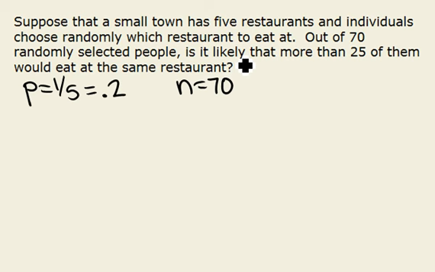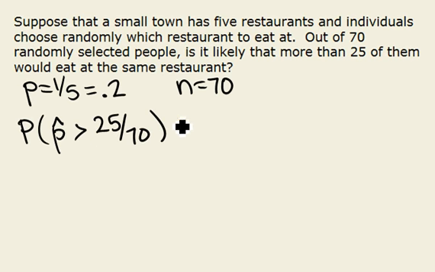So we're looking at the number out of a sample, so we're going to be interested in the sample proportion. And instead of thinking of the count of 25, we could turn this into a proportion by thinking of 25 out of 70 people. So we want to know the probability that the sample proportion would be greater than 25 out of 70. So we can turn this into a standard normal z by subtracting our mean and dividing by our standard error.